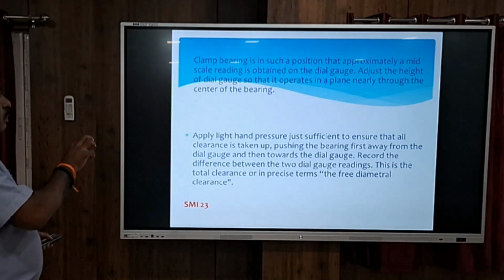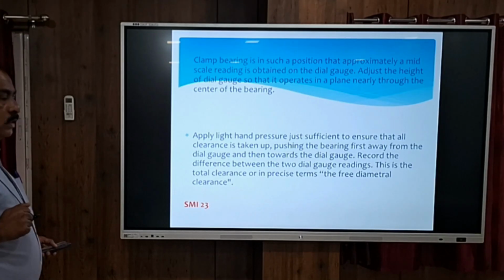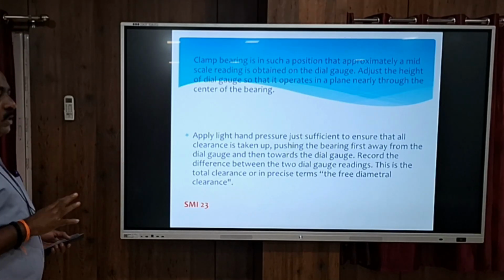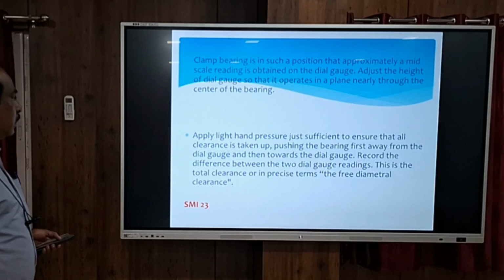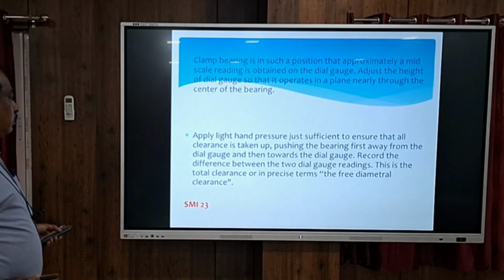Apply light hand pressure, just sufficient so that all clearance is taken up. Push the bearing first away from the dial gauge and then towards the dial gauge. Record the difference between the two gauge readings. This is the total clearance.